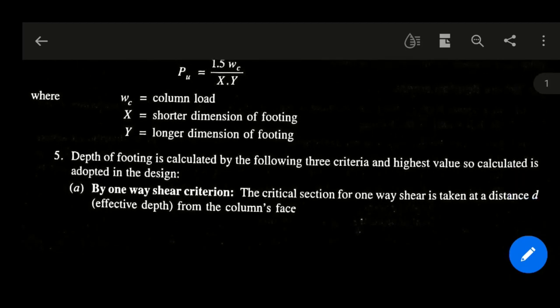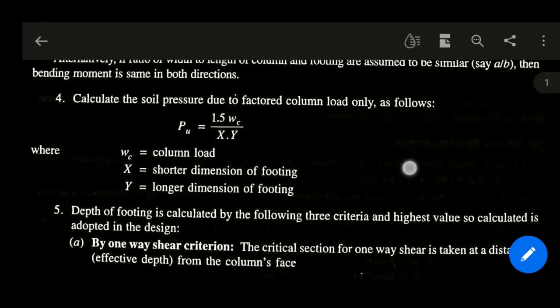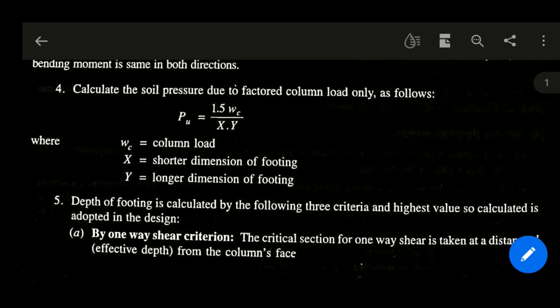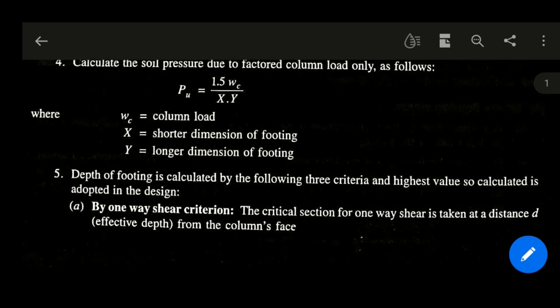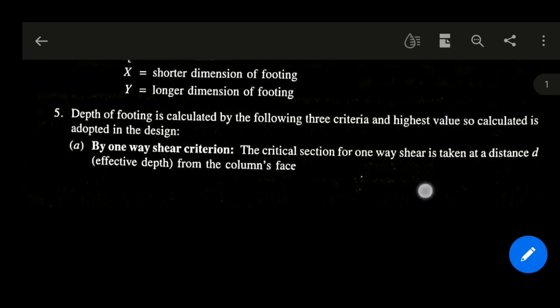Number 5, after calculation of soil pressure, the depth of footing is calculated by the following 3 criteria, and the highest value so calculated is adopted in the design. So that is the final step. There are three criteria. First one is the one-way shear criterion. So let's first discuss the one-way shear criterion.